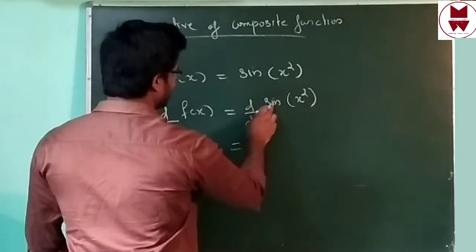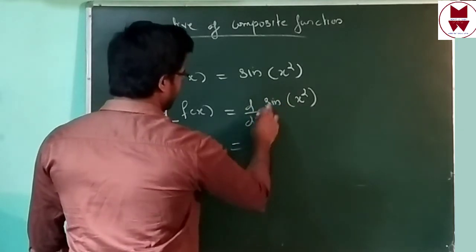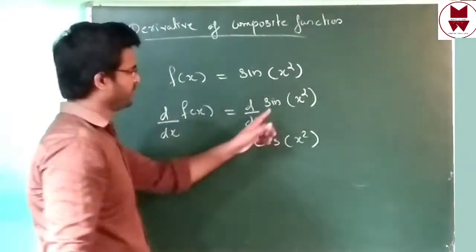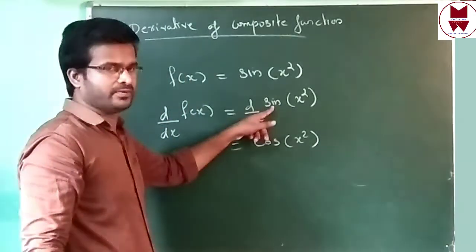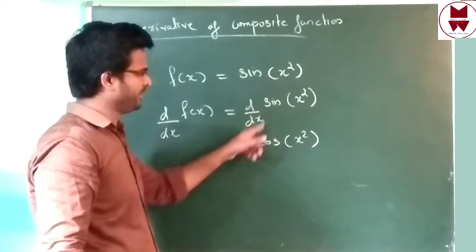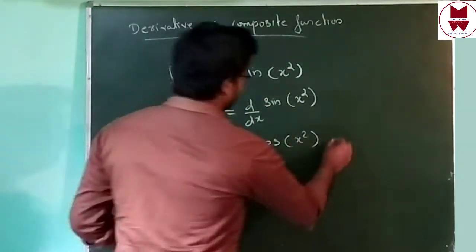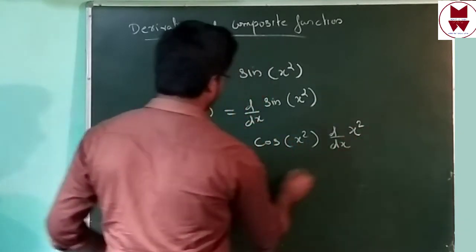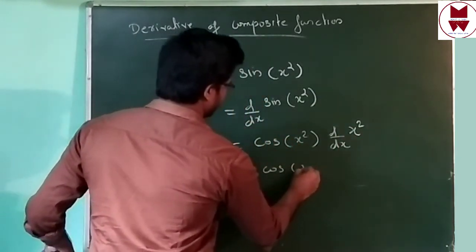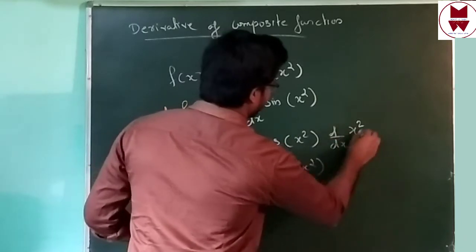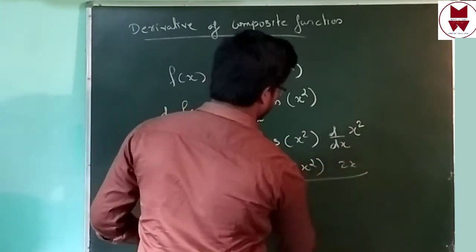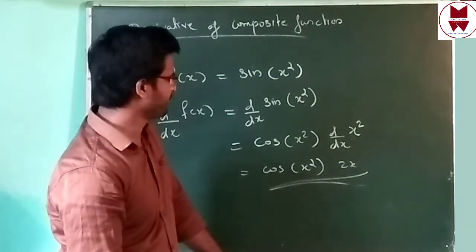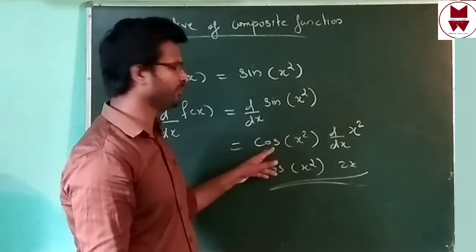First we take d by dx of sine. Sine means cos. First we take the derivative of the outside function, that is sine. Sine means cos x square. Then d by dx of the inside of the bracket, which function? x square. Then cos x square, and d by dx of x square you will get 2x. You have to take the derivatives separately. Then the sine becomes cos.